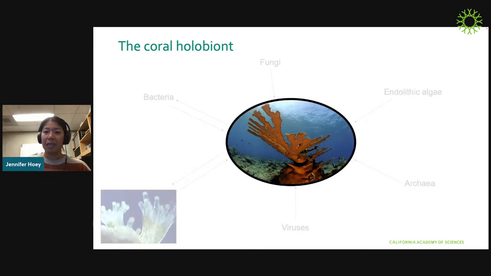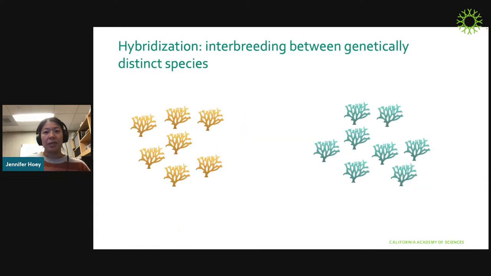But for my postdoc here at the Cal Academy, I am most interested in the coral host itself and the capacity for corals to be able to adapt in changing conditions. And so one really important process that evolutionary biologists study is the movement of genetic material between and amongst different populations and species. So for example, hybridization is when two genetically distinct species interbreed.